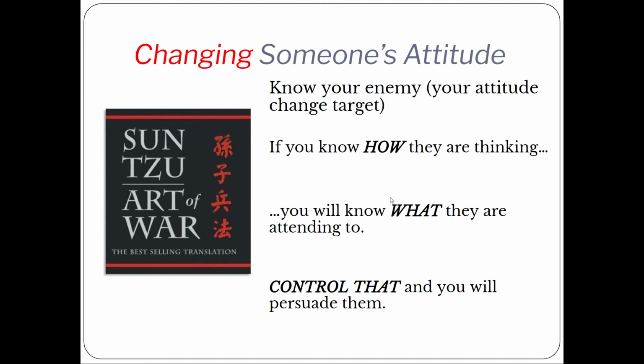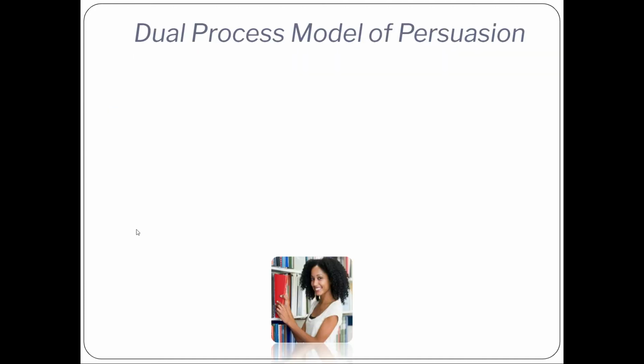If you know how your attitude change target is thinking, you will know what they're attending to, and as you know how they're thinking and what they're paying attention to, you can try to control that and successfully persuade them. So with that in mind, let's talk about the dual process model of persuasion. This model outlines the different ways that people process persuasive messages.